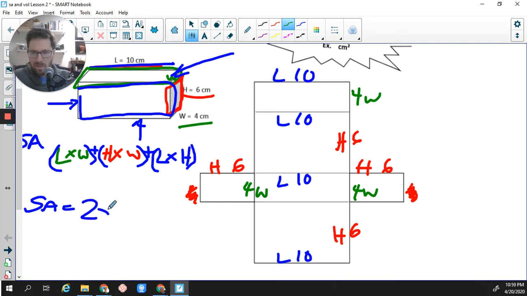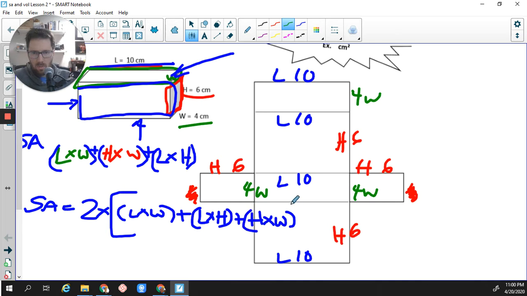So we're going to go 2 times, and then we're going to throw a big bracket on there because we're going to multiply it by everything. Length times width plus, I'm just going to throw this one in there because I'd like to have both lengths in there, length times height plus height times width. And then I'm going to throw one more big bracket. So this is saying, okay, we're going to figure out this one, and then this one, and then this one. We're going to add all those together, and then we're going to multiply the whole thing by 2. Okay, so let's try this over here.